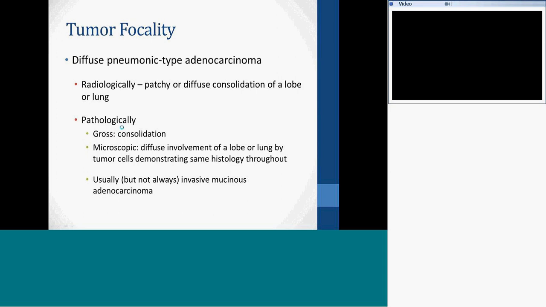Pneumonic type adenocarcinoma is another field that's been added. I guess it would classically be what was called BAC, or bronchioloalveolar carcinoma, a term which is no longer in widespread use. Radiologically, this consists of patchy or diffuse consolidations of either a lobe or sometimes of the whole lung. Grossly, we can see consolidation. And microscopically, this is characterized by diffuse involvement of either a lobe or a lung by cells demonstrating the same histology throughout. Often, these adenocarcinomas would be mucinous type. On occasion, you can see pneumonic type adenocarcinoma for non-mucinous adenocarcinomas as well.